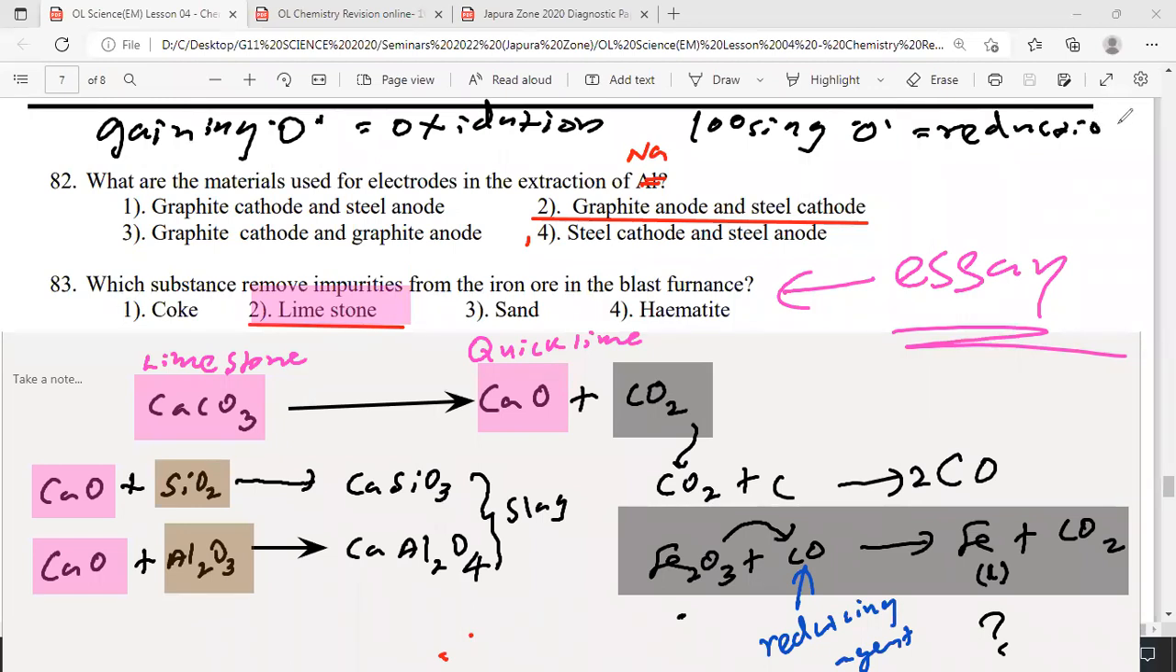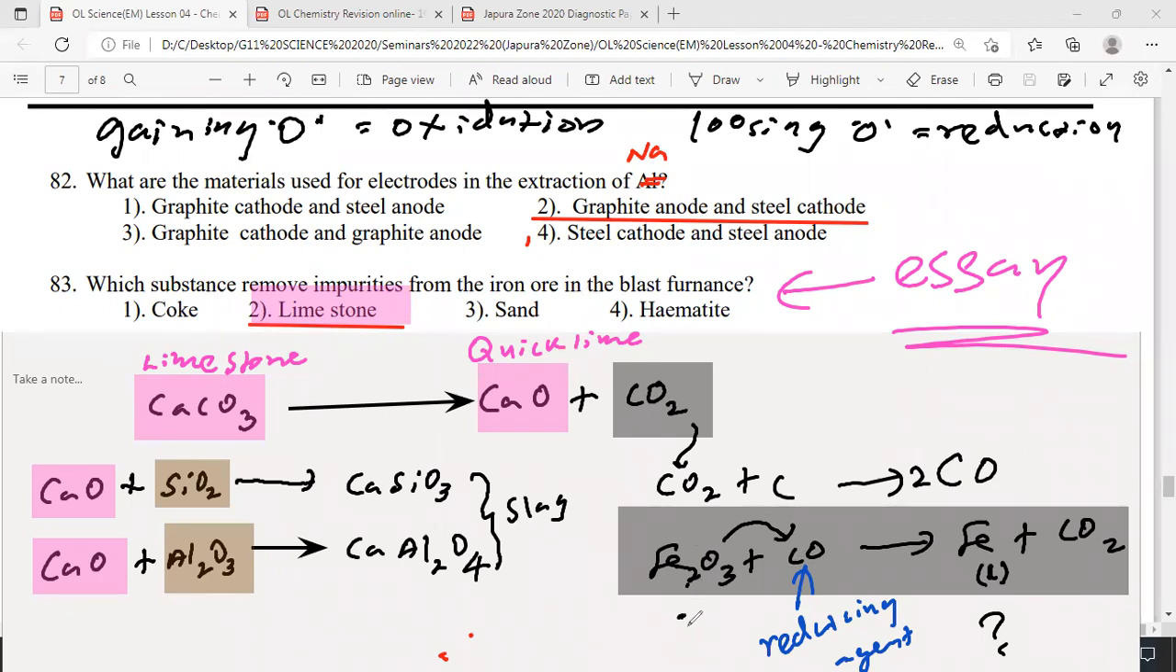Therefore, who gets reduced here? Look at the screen again. In this reaction, hematite loses oxygen and undergoes reduction. But what is the agent which makes hematite reduce? Carbon monoxide. That's why we call it the reducing agent. The reducing agent is not undergoing reduction; it oxidizes. The reducing agent combines with oxygen, but it makes the other one reduce. Other one means hematite.